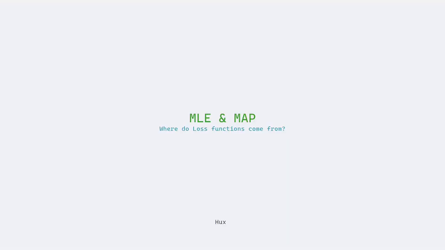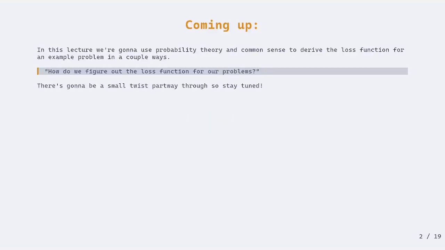So this lecture is on maximum likelihood estimation and maximum a posteriori, and it's all about where our loss functions come from. How do we derive good loss functions for our problems? How do we figure out what loss functions are right to use? And there's going to be a little bit of a twist partway through, so do stay tuned.